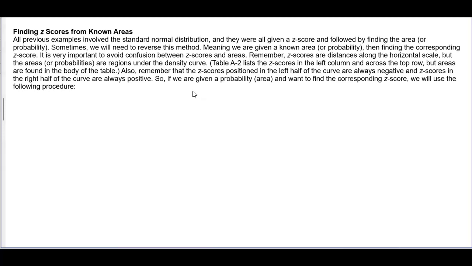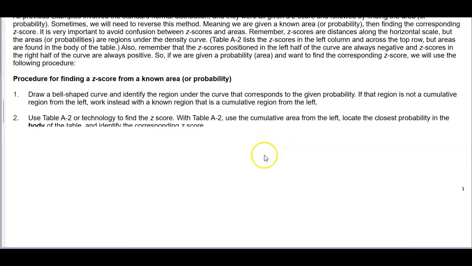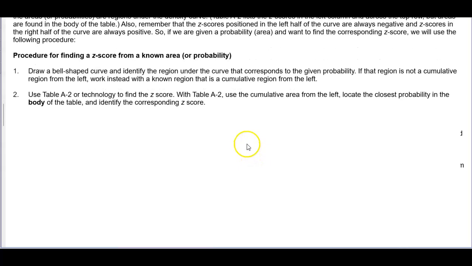So if we are given a probability area and want to find the corresponding z-score, we will use the following procedure for finding a z-score from a known area or probability. Number one, always draw a bell-shaped curve and identify the region under the curve that corresponds to the given probability. If that region is not a cumulative region from the left, work instead with a known region that is a cumulative region from the left. Number two, use Table A2 or technology to find the z-score. With Table A2, you use the cumulative area from the left, locate the closest probability in the body of the table, and then identify the corresponding z-score.